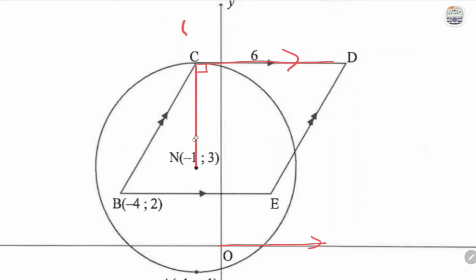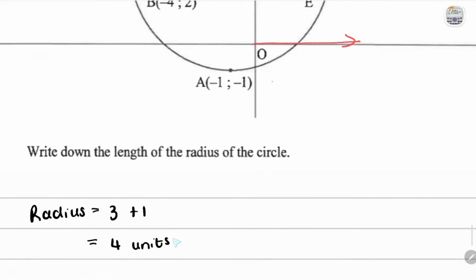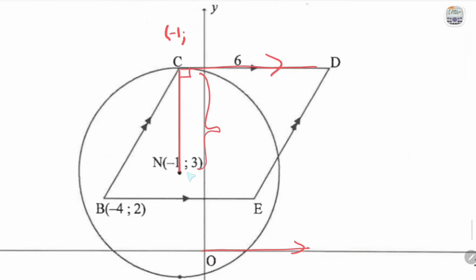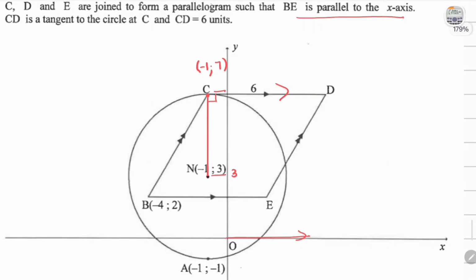So we literally just move up by the distance of the radius to get to that point. And the x value is negative 1, making the y value... To find the y value, we already know that the radius is 4 units. So you're moving from N, the y value of 3, and you're moving 4 units up to get here. That is going to be specifically here. That's going to be 7. So that's negative 1 and 7. And that will also be the coordinates of C.